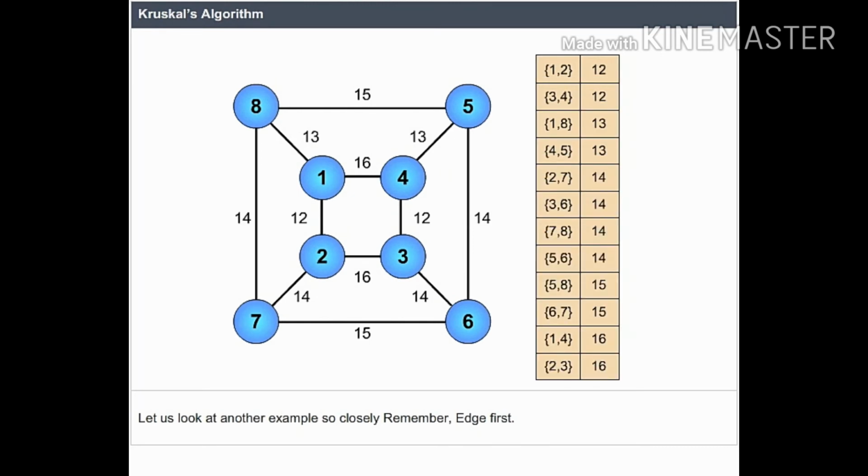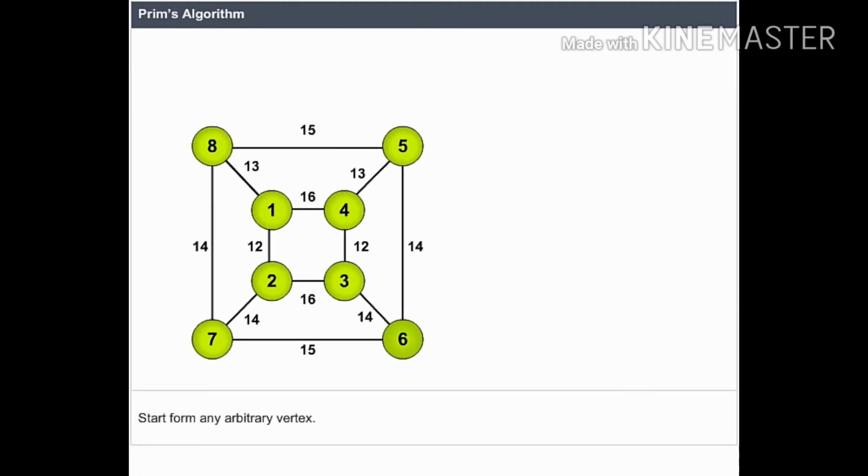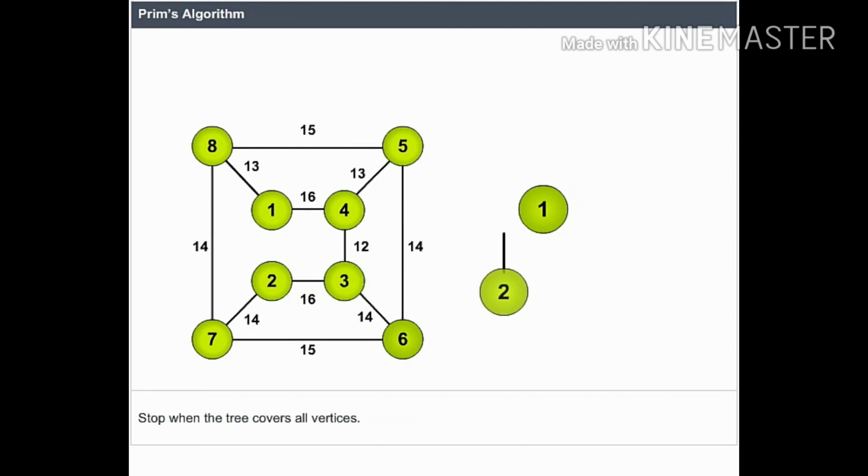Kruskal's: edge first. 1. Arrange all edges in a list L in non-decreasing order. 2. Select edges from L and include them in set T, avoiding cycles. 3. Repeat step 2 until T becomes a tree that covers all vertices. Prim's: start from any arbitrary vertex. Find the edge that has minimum weight from all known vertices. Stop when the tree covers all vertices.